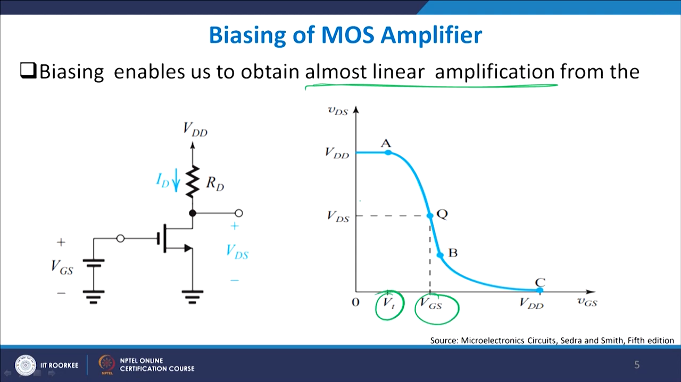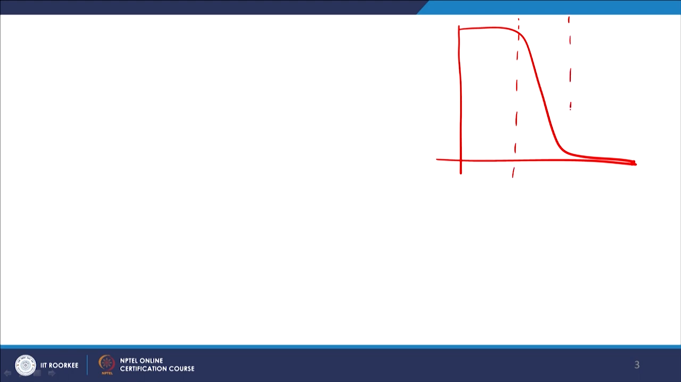Let me now explain to you that given a VTC, how can we draw the output characteristics of the device and what will be the fundamental characteristics of the device. So, let me just draw for you, right, this is your point, this is the point, this is your cutoff.